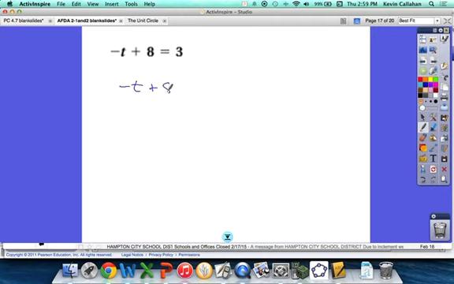Negative t plus 8 equals 3. It's a two-step operation. So what are the two things that you've got to take care of here? Well, you've got to take care of the plus 8, and you've got a minus in front of the t. So let's do the first one, which is subtract 8 from both sides. Negative t equals negative 5.